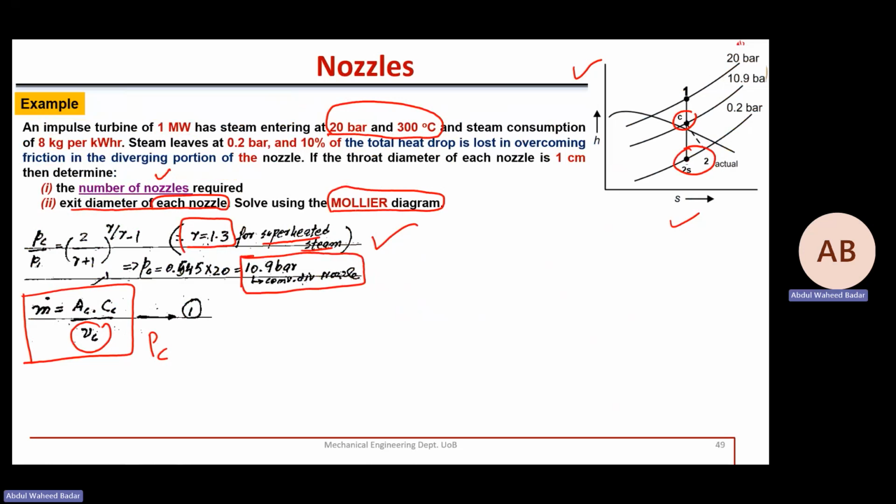Critical pressure. Here it's not mentioned that it is a convergent divergent nozzle. But now you can tell, because here is PC, what is P2? Lower than this. So it is a convergent divergent nozzle. That's why it is written that it's a convergent divergent nozzle. Here it was not mentioned what type of nozzle. It could be a convergent nozzle if PC comes out to be equal to 0.2.